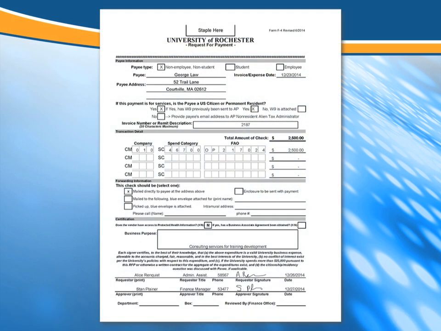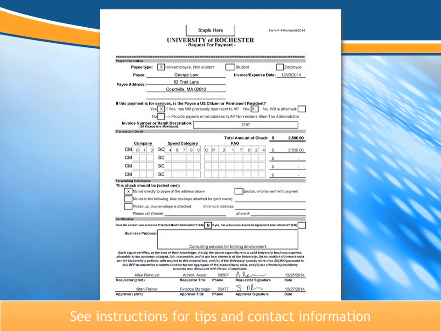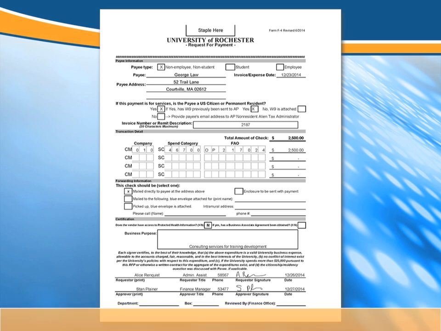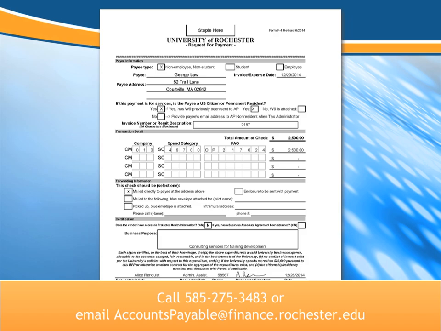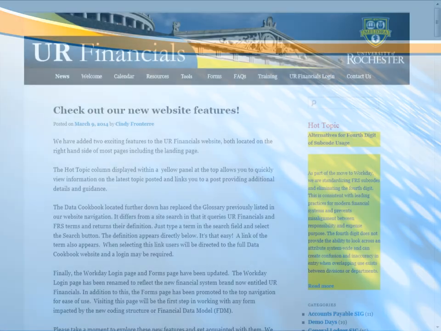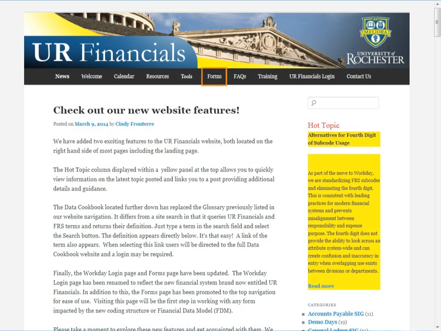For help completing the F-4 form, refer to the instructions for tips as well as contact information for asking specific questions. Or you can call or email Accounts Payable. If you need help with other forms, additional videos are available on the UR Financials website.